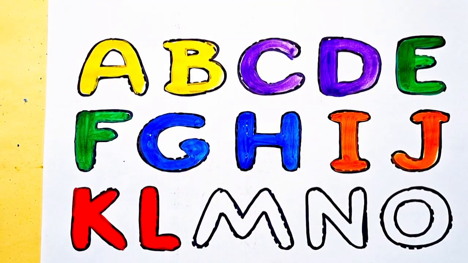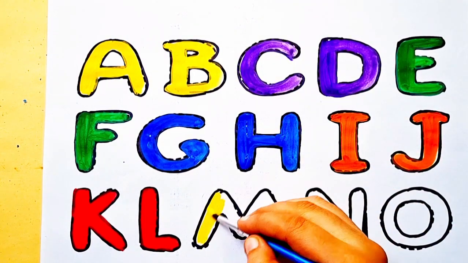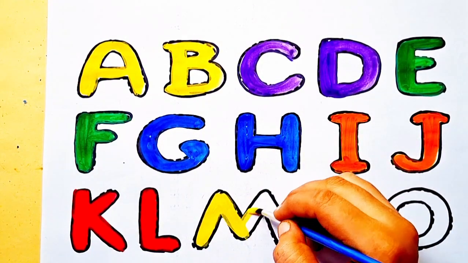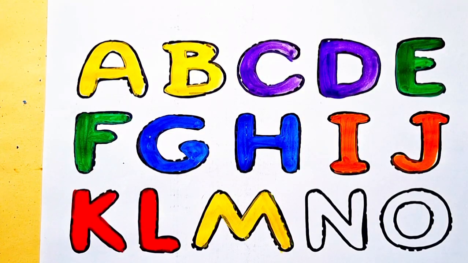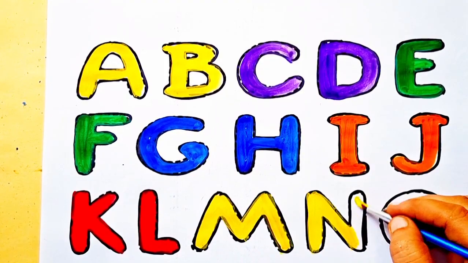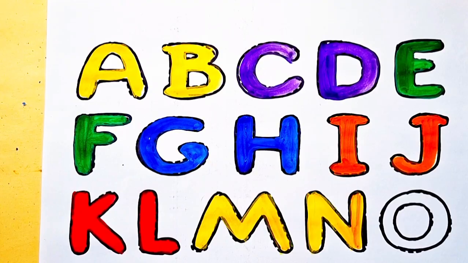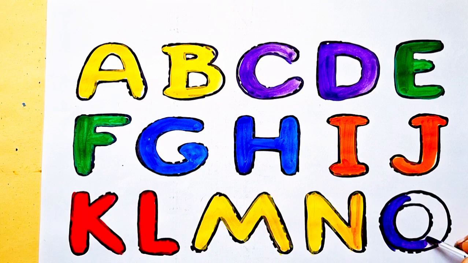L for lion. M for mango. N for nest. O for octopus.